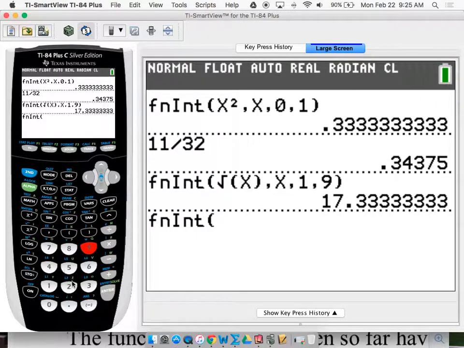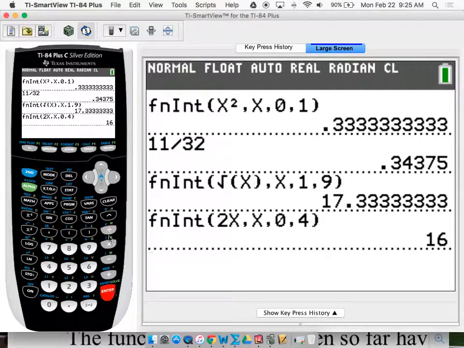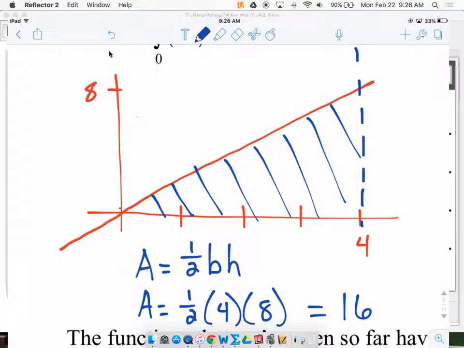So what is it? 2x, comma, x, comma, 0, comma, 4. Right, so you get the same thing. So again, if you have something, I mean, 2x is pretty simple, right? So if you have something that you can graph, I would definitely try and do that.